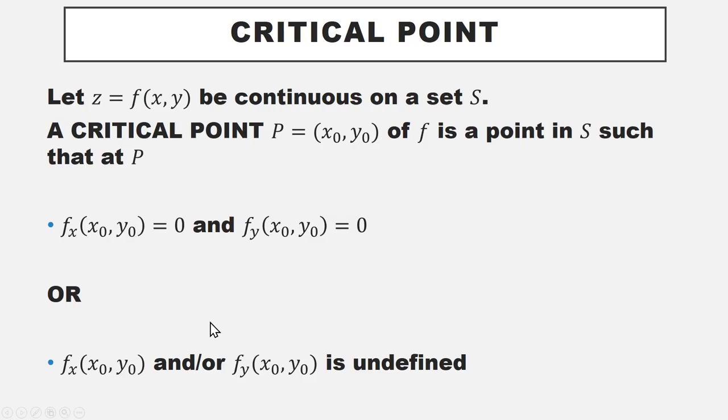So a critical point deals with the first partial derivatives. If both first partial derivatives are 0 at the point, then the point is a critical point. If either one of our first partial derivatives is undefined at point P, then we also say we have a critical point.